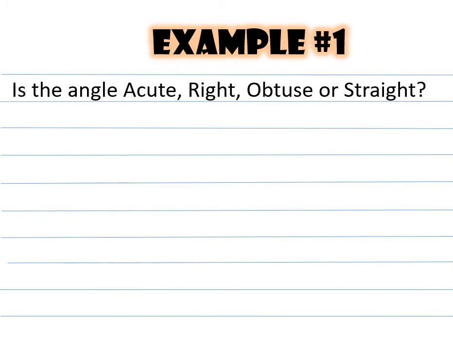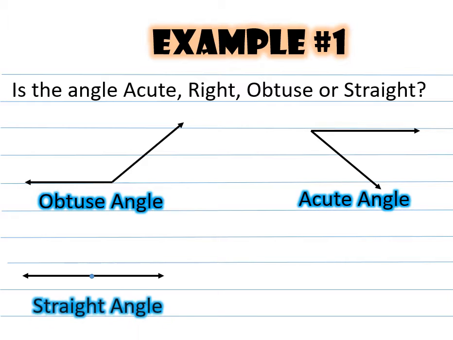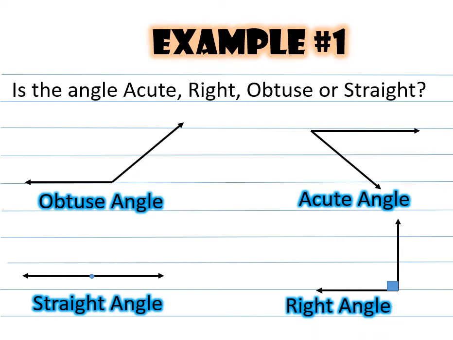Example number 1. Is the angle acute, right, obtuse, or straight? Since that's more than 90 degrees, that's an obtuse angle. This one is less than 90 degrees, so that must be an acute angle. That one is a straight line, so we're going to call that a straight angle. And this one right here has a 90-degree corner, making it a right angle. What we just did there is called classifying angles.